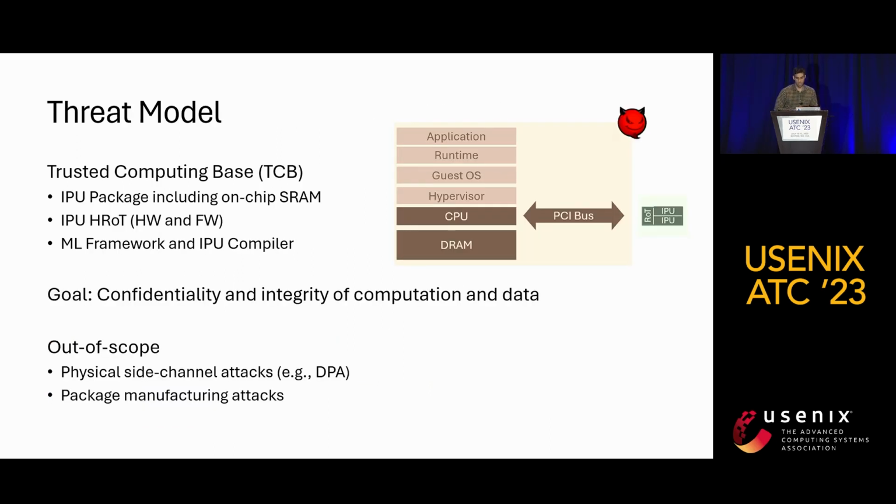So on this note, as in all security papers, we need to make assumptions about the threat model. Our threat model introduces a very small TCB. The hardware includes only the IPU and the root of trust, including the firmware, while the software includes only the ML framework, where you write your training script, and the IPU compiler that translates that script into code that executes on the device. Under this threat model, we wish to provide confidentiality and integrity of both data and computation. We leave out of scope physical side-channel attacks, such as differential power analysis, and package manufacturing attacks where manufacturers install backdoors into the device.